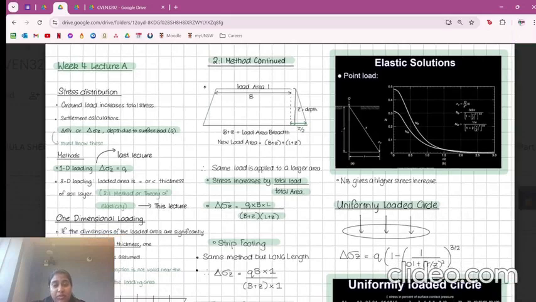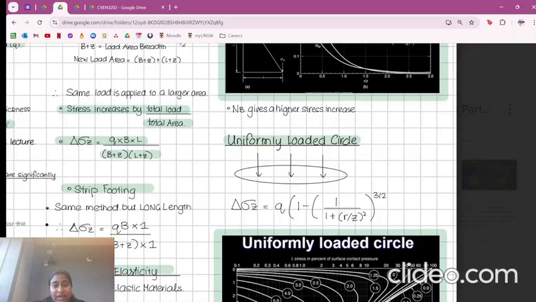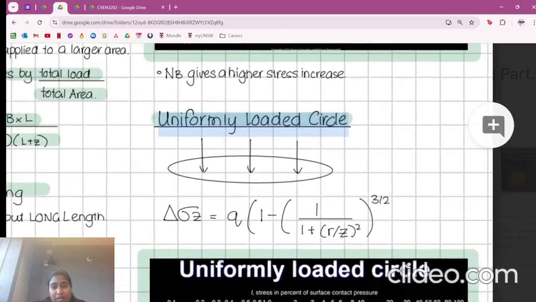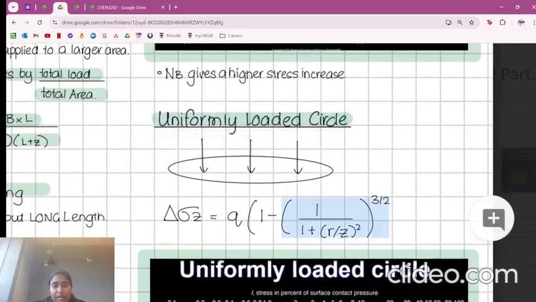The shape of your loading also matters. You could have a uniformly loaded rectangle or a uniformly loaded circle, at which point you're going to have to change the way that you account for the different types of dimensions. So here, for example, is the uniformly loaded circle formula, where you take into account not the breadth but the radius of the circle. And that's what the formula becomes to represent the change in stress according to your Z value.